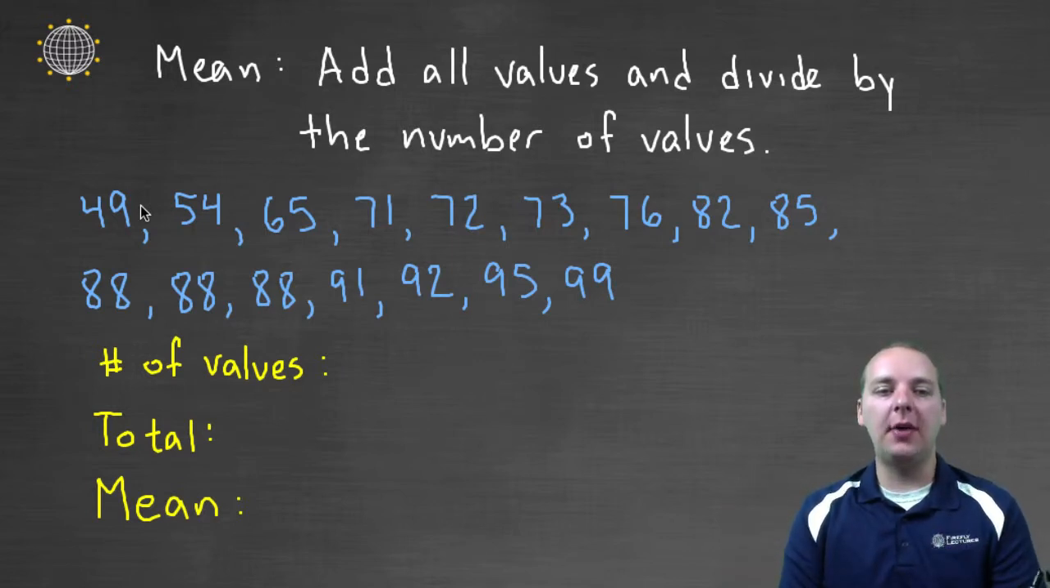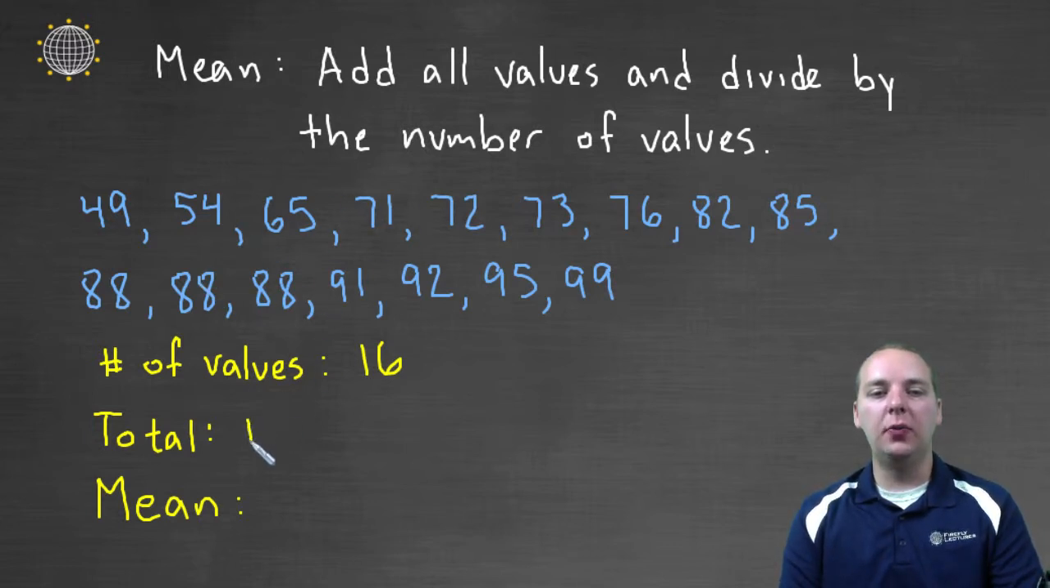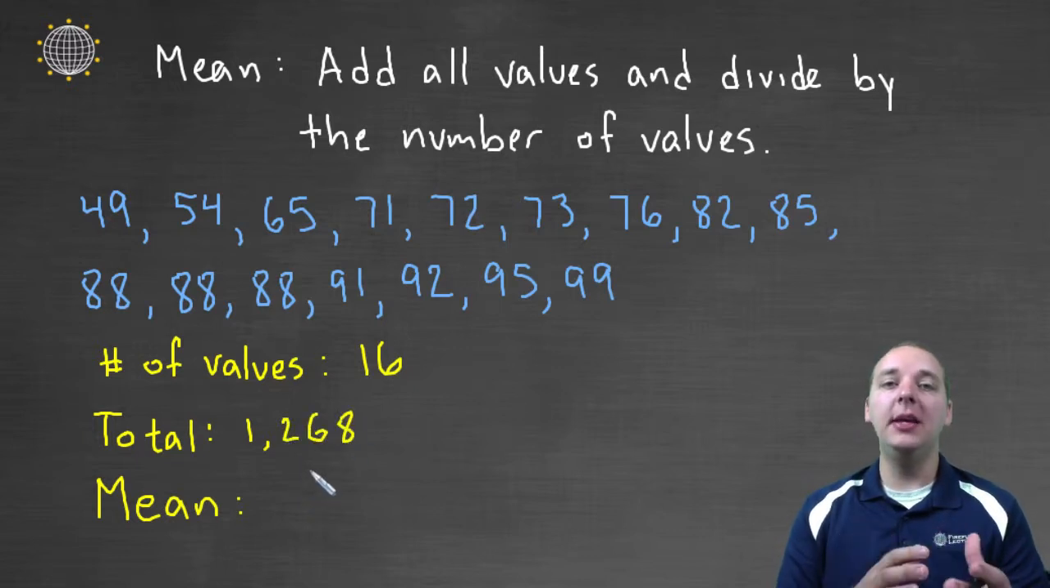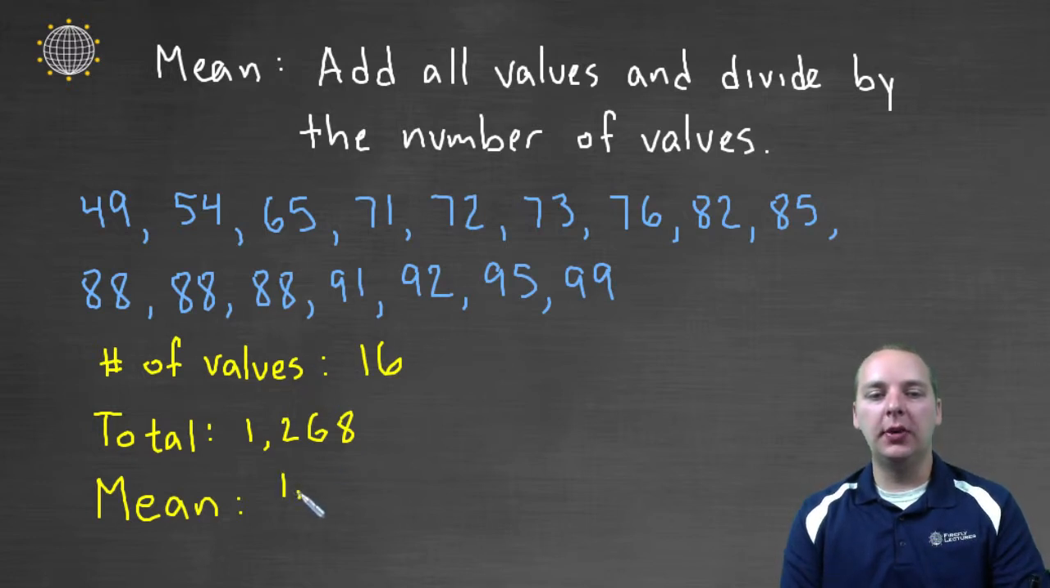To save us a little bit of time, I've already done a little bit of the legwork for us. If you count these values, there's a total of 16 test grades. So there's 16 students in our class. And if you took the time on a calculator to either hand type these in or add them up by hand, the total, if you added up all these, would give a total of 1,268. Okay, so now how are we going to get the mean though? We're going to take this total, this 1,268, and we're going to divide it by the 16 test grades. And this is going to give us a result of 79.25.